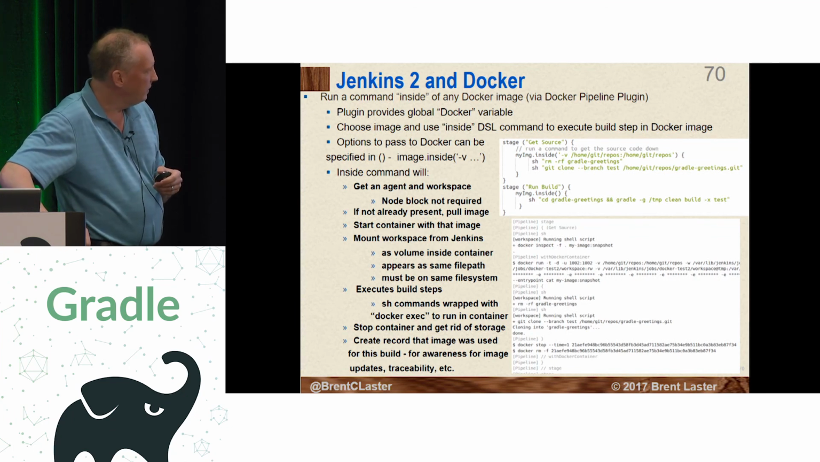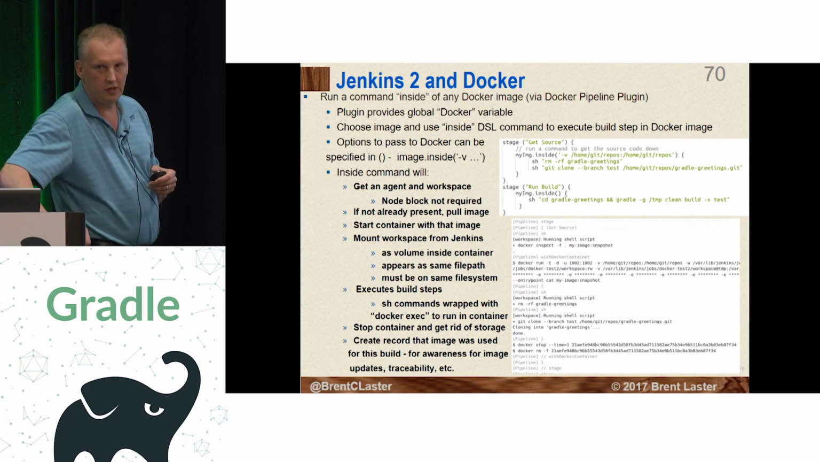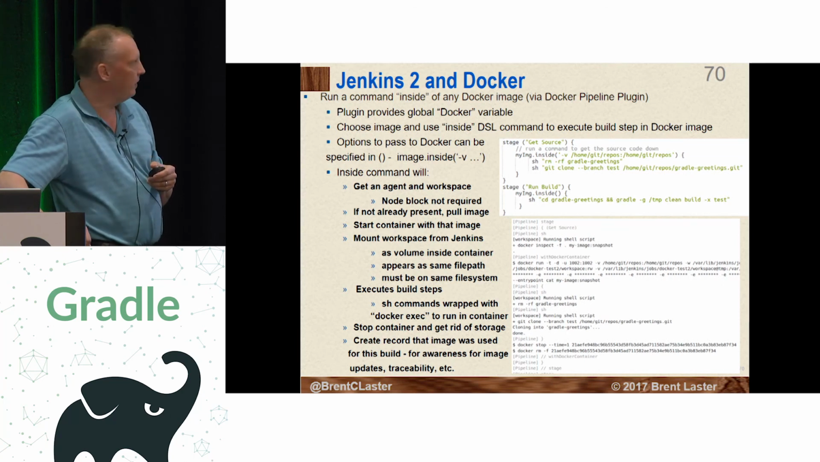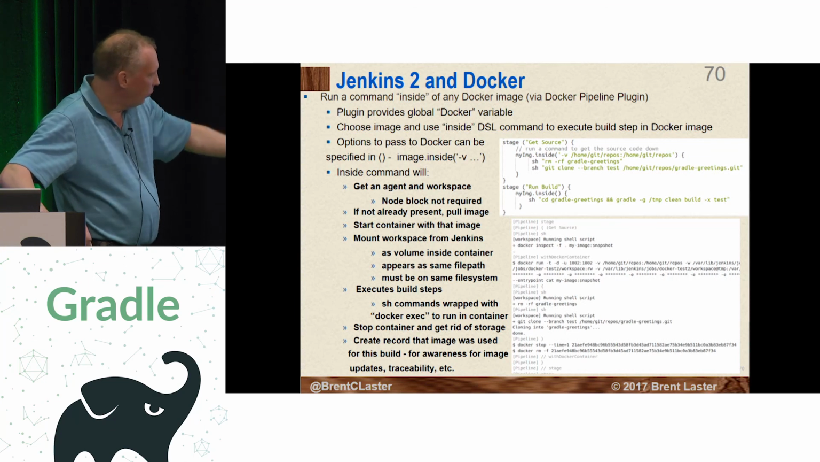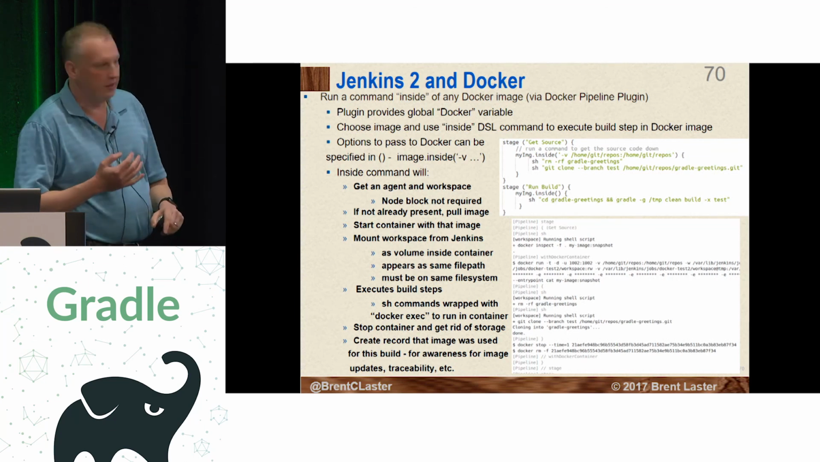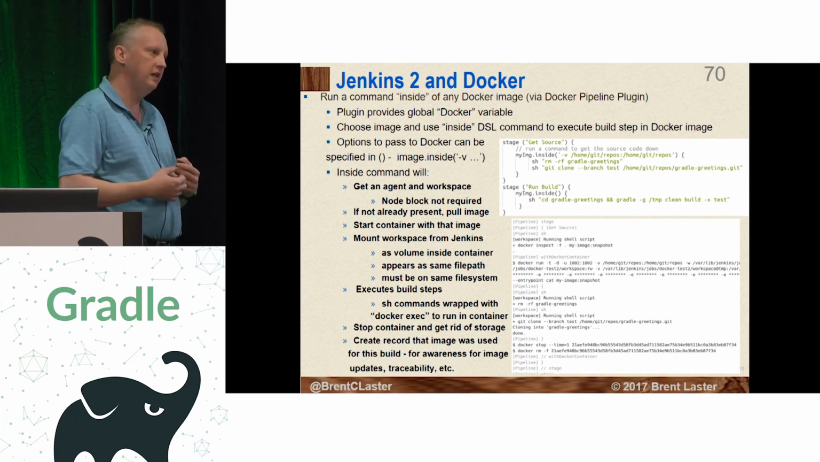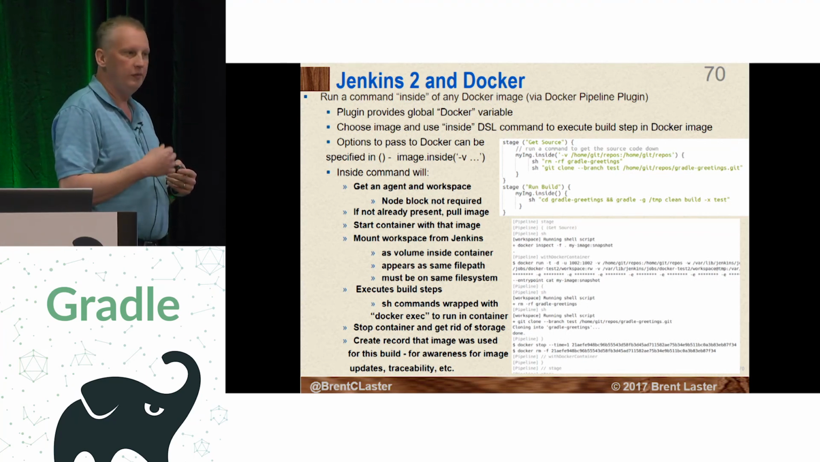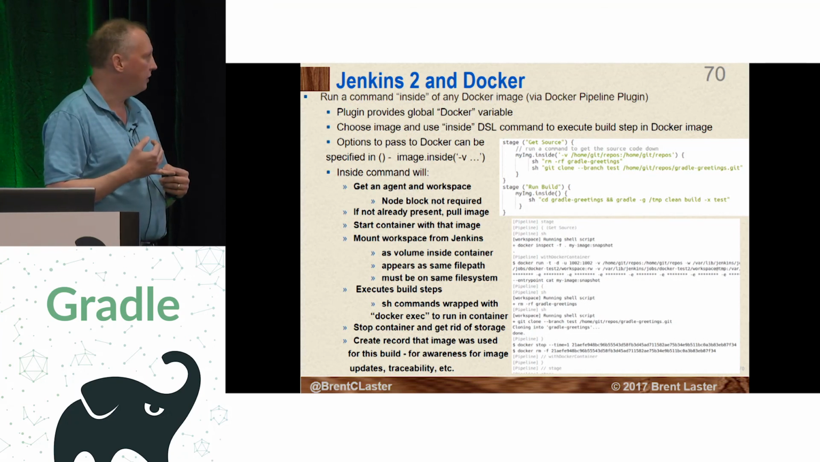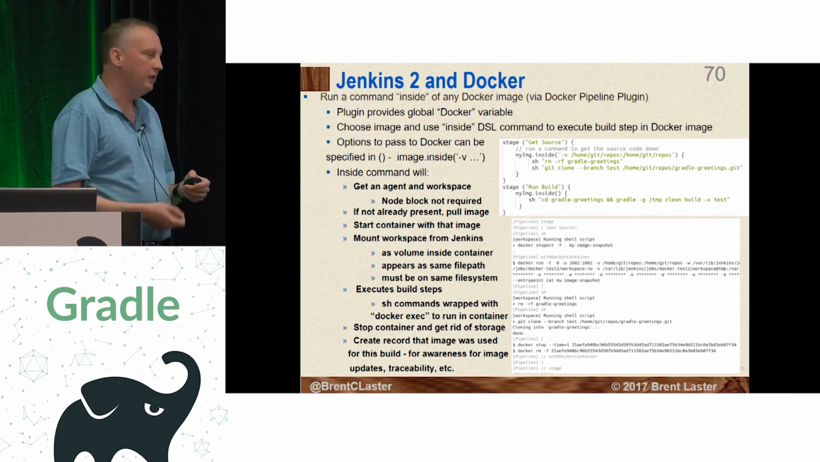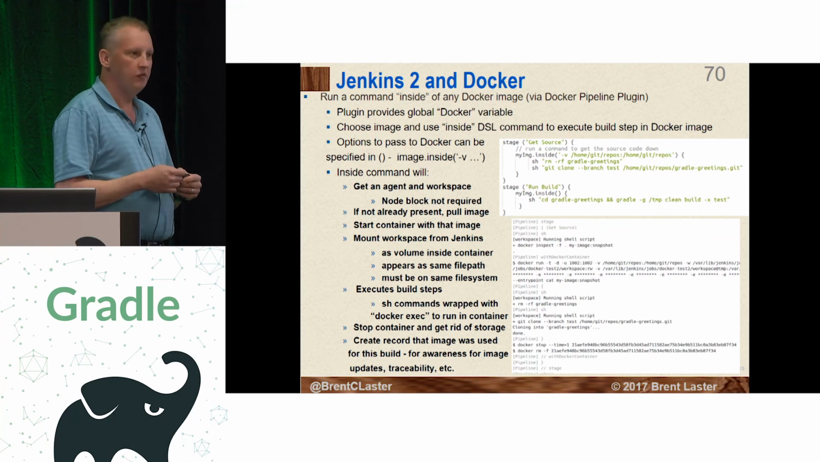And this inside method does a lot for you. You can have a Docker image, and then you can call an inside method on that. The inside method does all these things in bold. It gets an agent and a workspace for you, because the Docker stuff still has to run on a defined agent out there. It'll pull an image down if you don't already have one. It'll start the container up with that image. It'll mount the workspace from Jenkins.